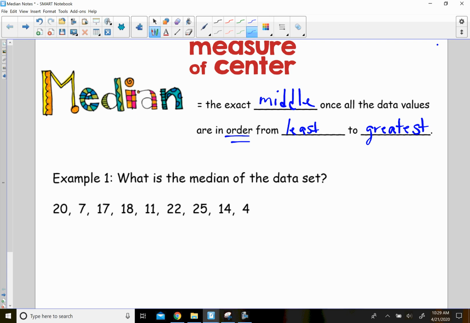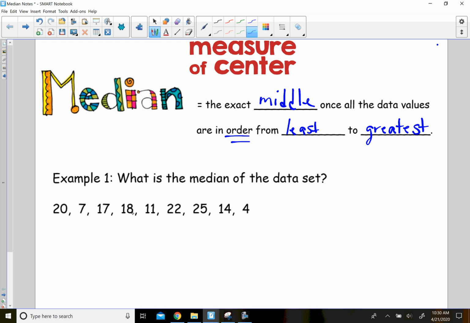Example 1 says, what is the median of this data set? So we have all these numbers here, and we can count up how many numbers we have if we wanted to. 1, 2, 3, 4, 5, 6, 7, 8, 9 numbers. And our job is to find the middle. So my first job is going to be to put them in order.